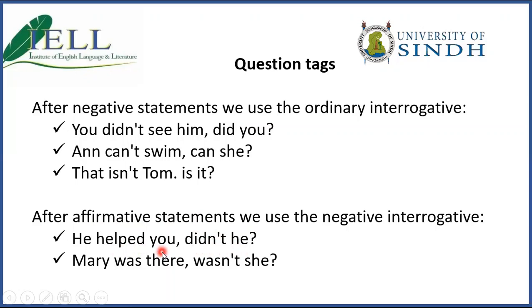"He helped you." This is a statement. That means we are saying that he helped you. But then we are asking for confirmation: "Didn't he?" That means we are confirming whether he helped you or not. We make a statement here, "He helped you," and then we confirm, "Didn't he?" So what we notice here is that after negative statements, we add an affirmative tag, and after an affirmative statement, we add a negative tag.